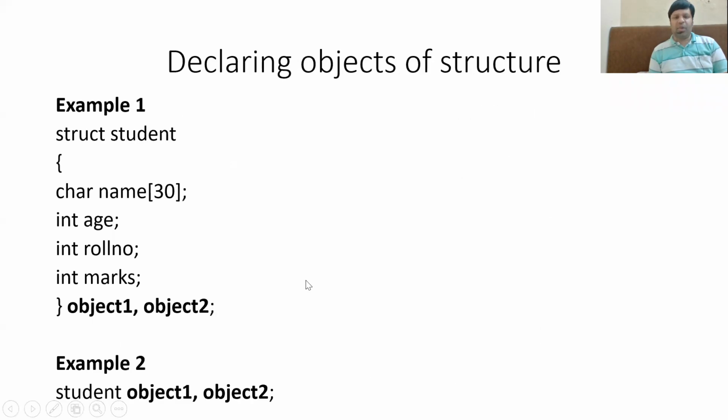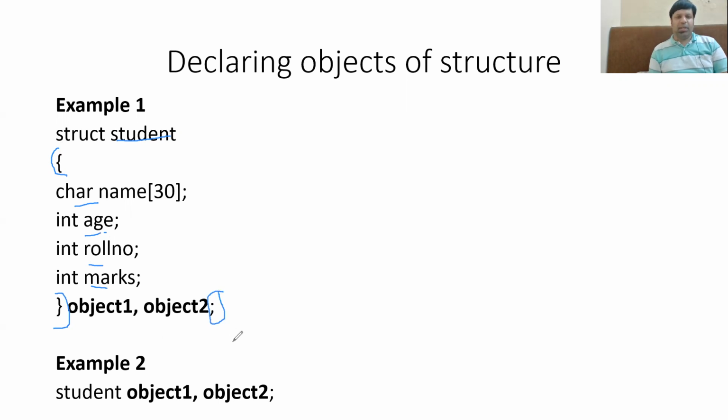Now we will see how we can create the objects of a structure. There are two methods to create or declare the objects of a structure. Both these methods have been given as example 1 and example 2. As you can see in example 1, we are creating a user defined data type structure named student. Now, within these curly braces, it contains 4 data elements of the structure. Now, the declaration or the prototype of the structure ends with the semicolon.